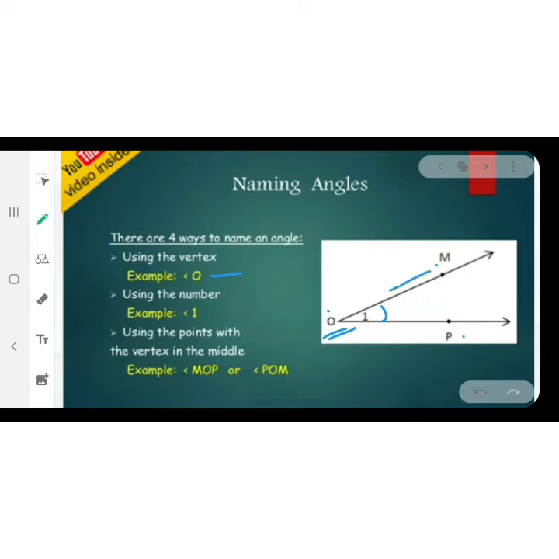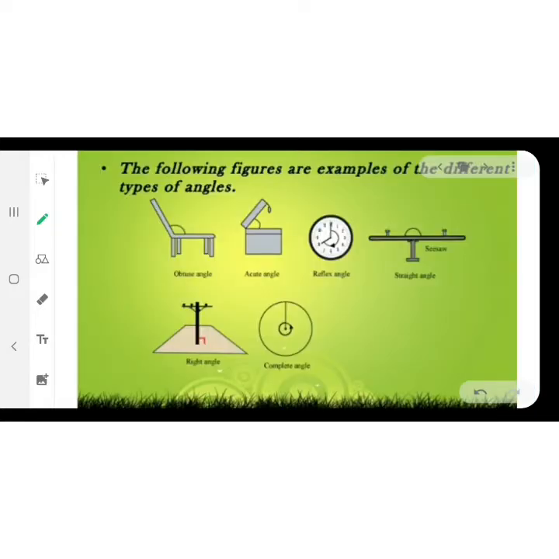As you can see, in MOP, O comes into the center, which means the angle is forming at the O position. This is the popular and convenient method of naming an angle. We are using this method, so in this chapter we'll use mostly this method only. Now these are figures that are examples of different types of angles which you see in your daily life, like a chair, clock, tower, seesaw, etc.